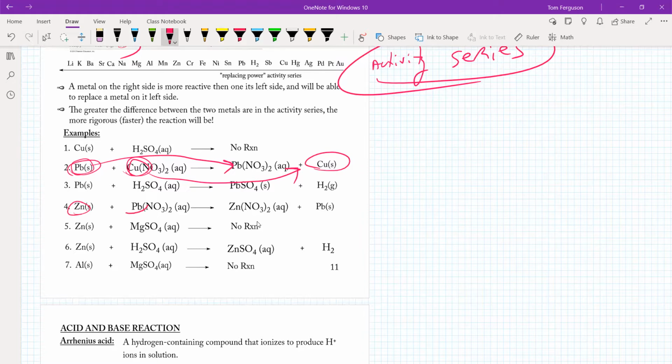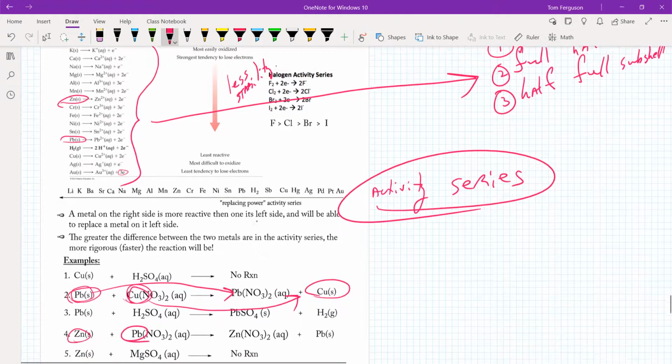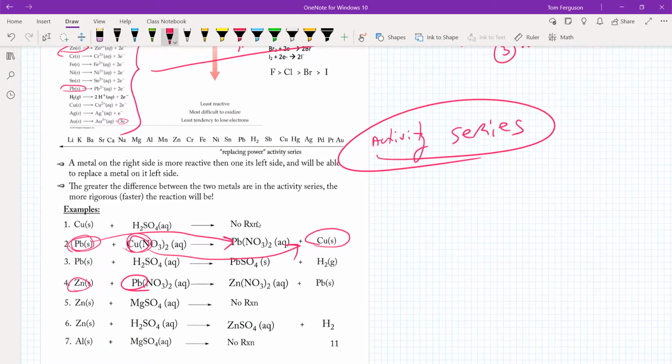Zinc and lead. Now, zinc is way above lead. So that means it really wants to lose electrons over lead. So it's going to do it. And then those electrons that leave zinc are going to be given to lead.